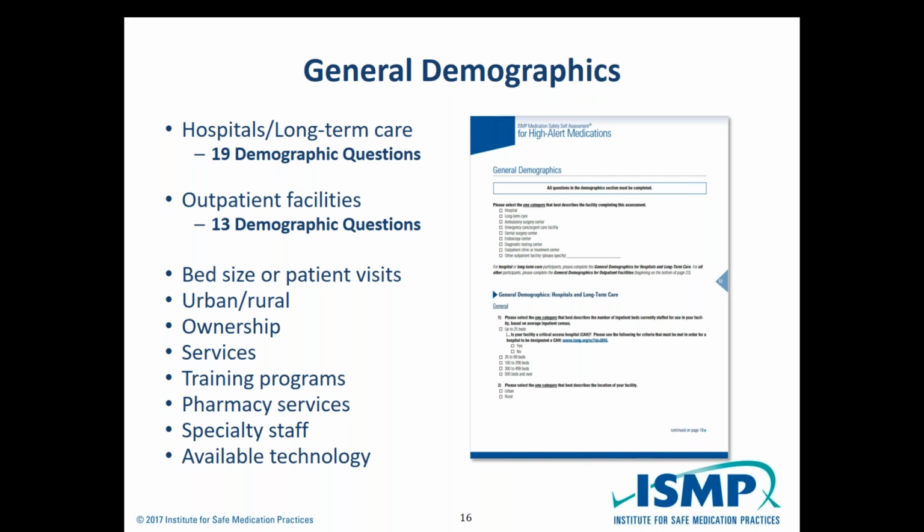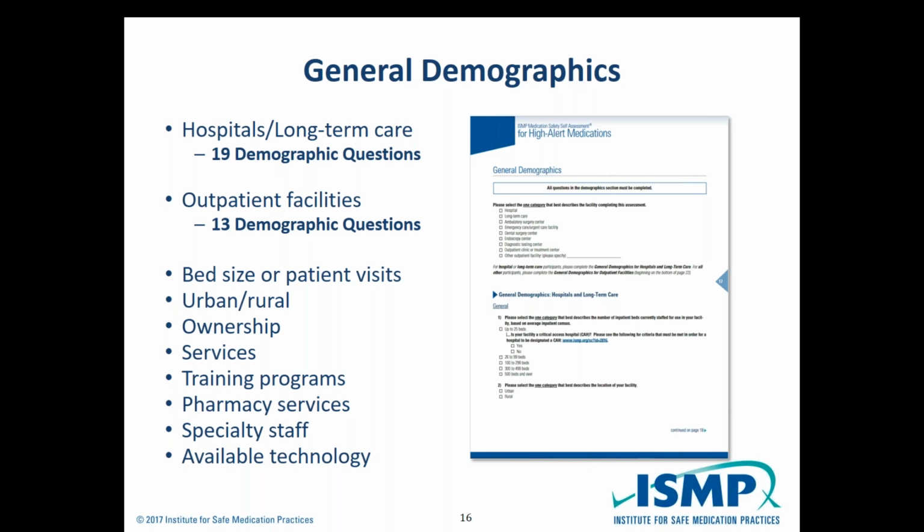The first section of the assessment is the section that contains the general demographic questions. There are two sets. One is for hospitals and long-term care facilities, and the other is for the outpatient facilities. There are 19 or 13 questions, depending on your facility type.